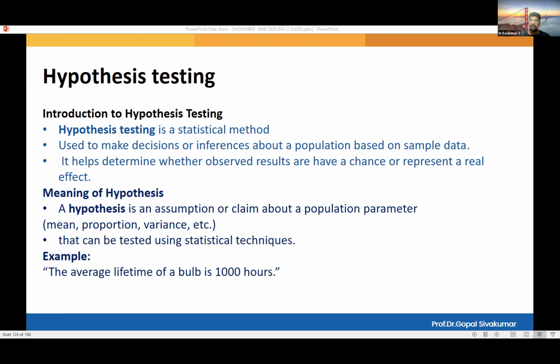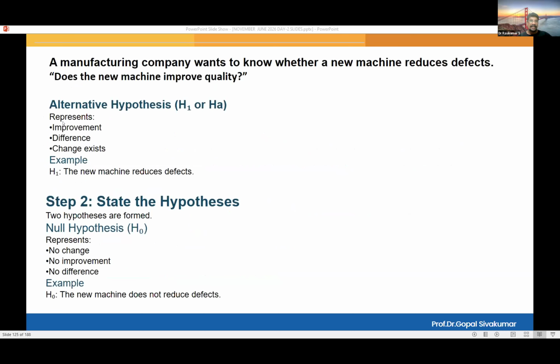Now I have given you an example. You have to say the H0. As per the statement of the owner, the manufacturer, the average lifetime of the bulb is 1000 hours. So what is the null hypothesis here? Yes, the life of the bulb is 1000 hours. It is accepted as it is. That is no change, no improvement, no difference. You take the claim as it is. That is called null hypothesis.